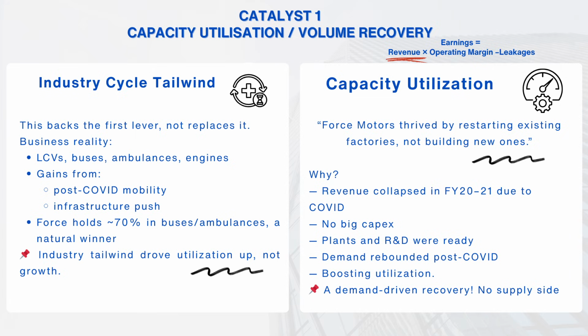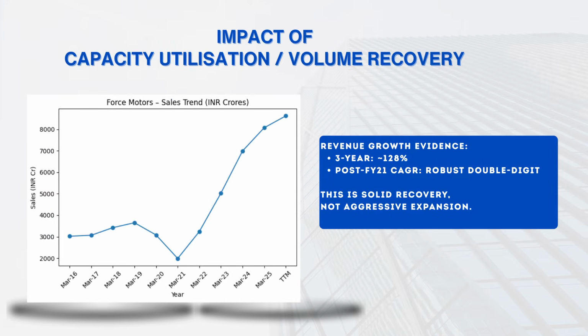And exactly the same thing is happening in Force Motors. When the demand came back, Force Motors immediately scaled up by restarting the existing capacities, and that's why operating profit grew faster than revenue. Catalyst 1 is straightforward: industry recovery brought the volume back, right?